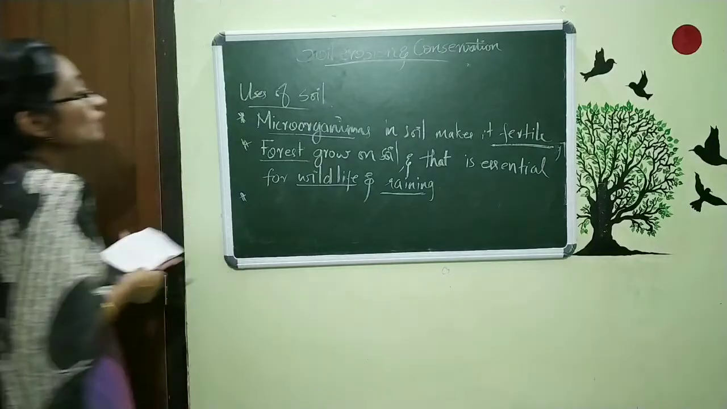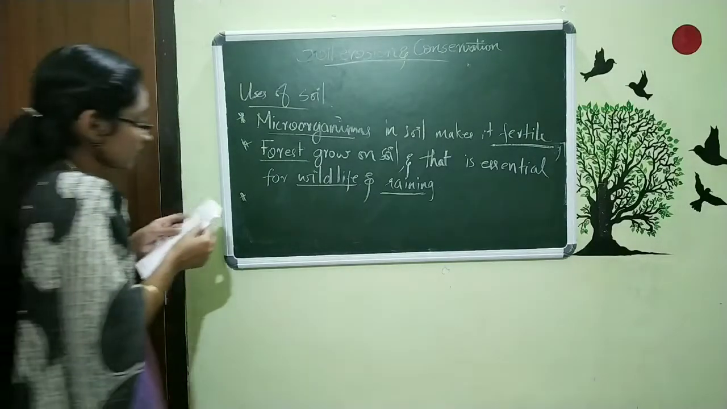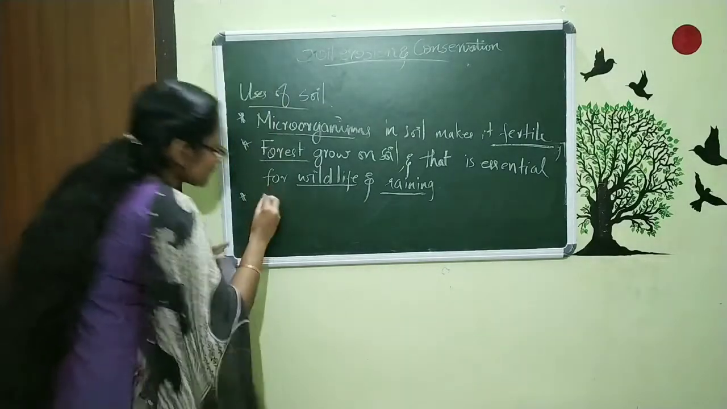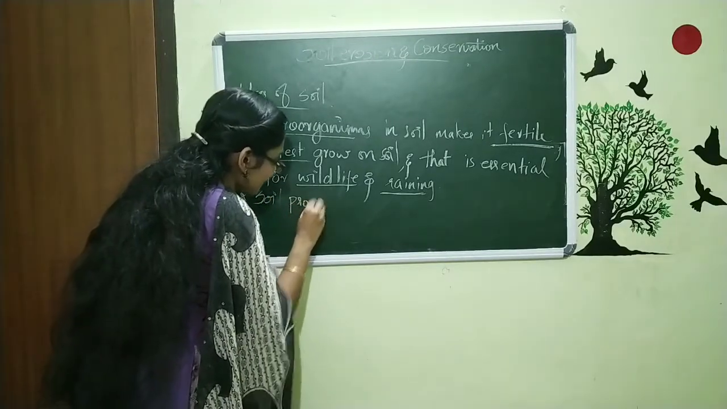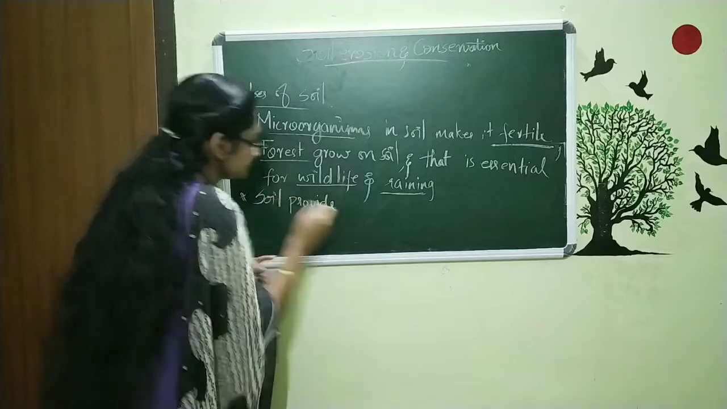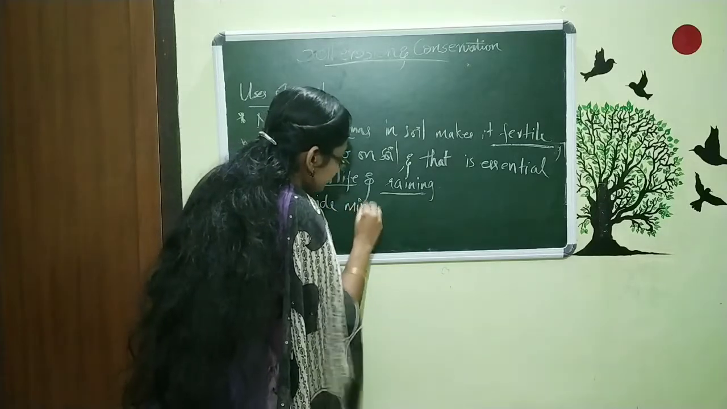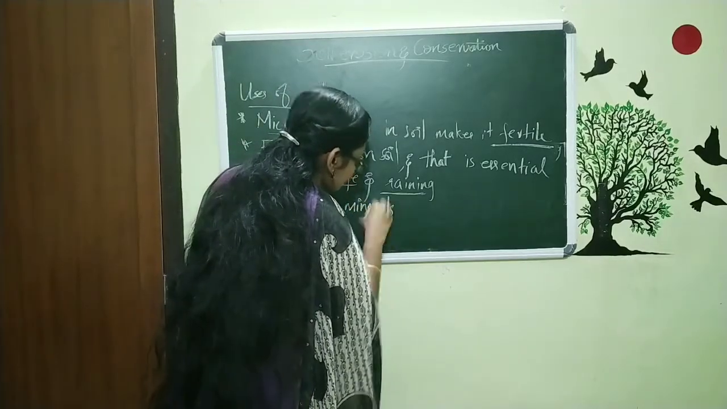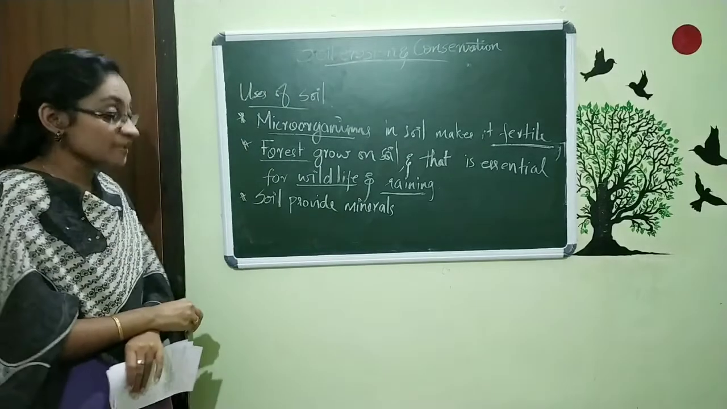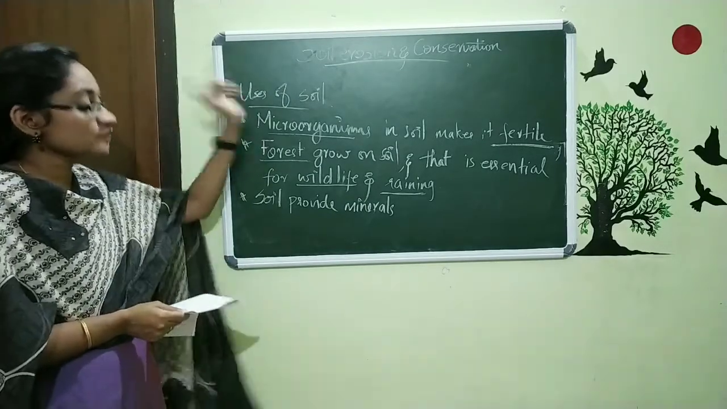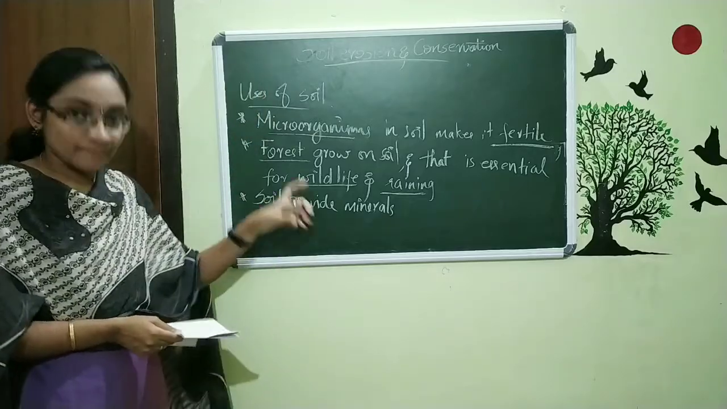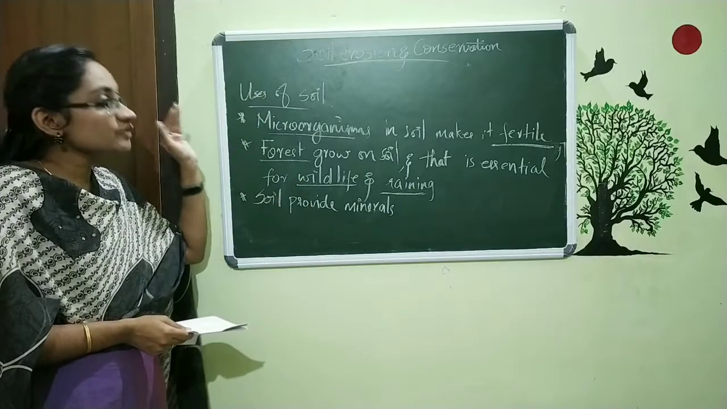And the final point mentioned for the uses of soil is this: the soil provides minerals. Different types of minerals are present in the soil. So we can say that is also one of the uses of soil. Soil provides minerals. So these are the uses of soil.